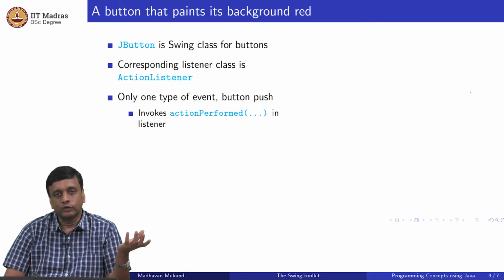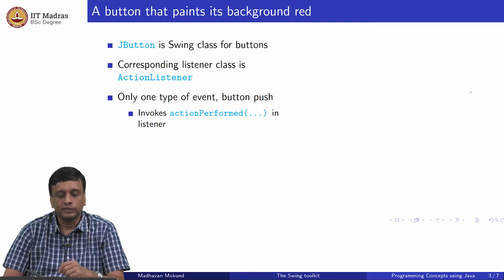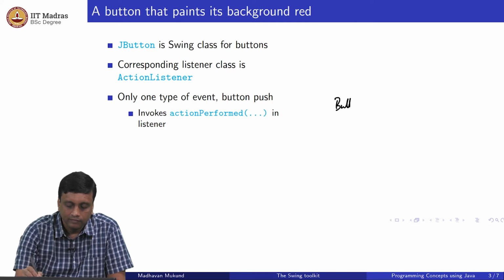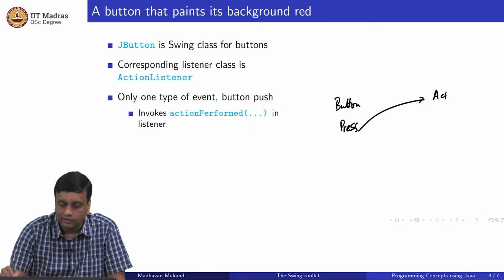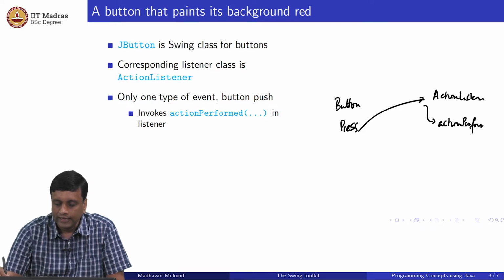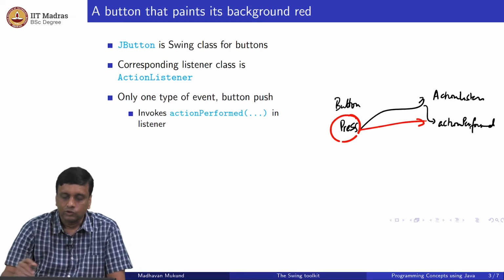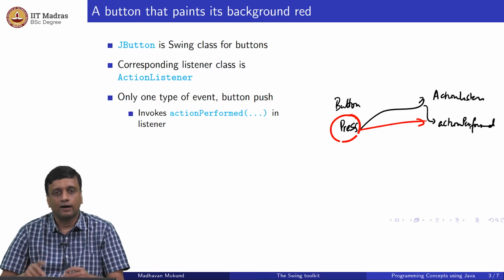Now in a button, there's not much you can do, as we discussed. You can just press it, right? So therefore, the action listener essentially has a unique function that is called when the action happens, and that is called actionPerformed. So in other words, when you press a button, there is a corresponding action listener, and in that action listener you provide the implementation of actionPerformed. So this whole thing happens automatically, right? The runtime system makes sure that when this happens, this happens.